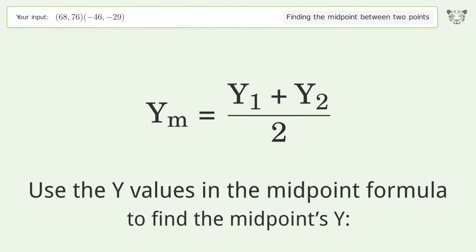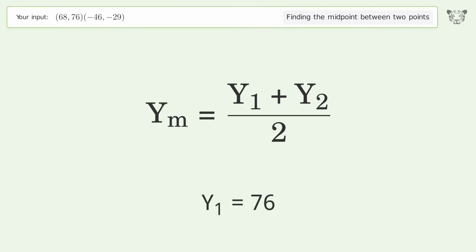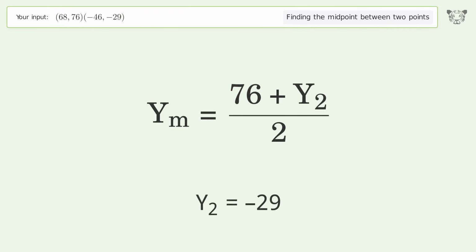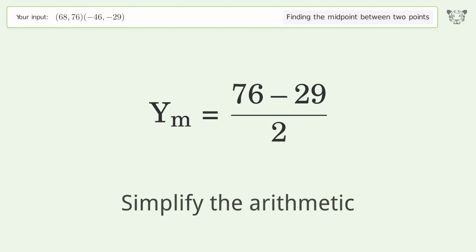Use the y values in the midpoint formula to find the midpoint's y. y1 equals 76. y2 equals negative 29. Simplify the arithmetic.